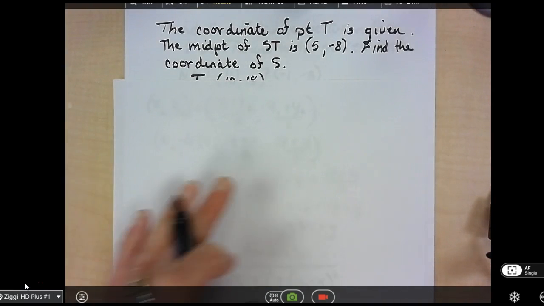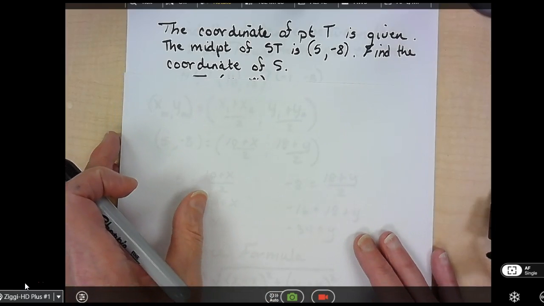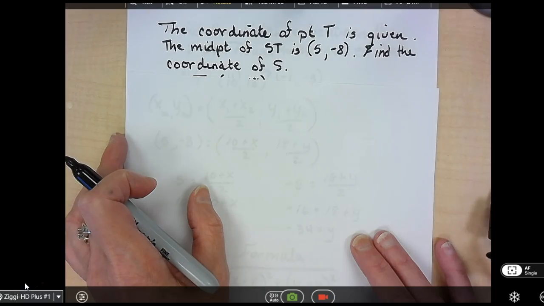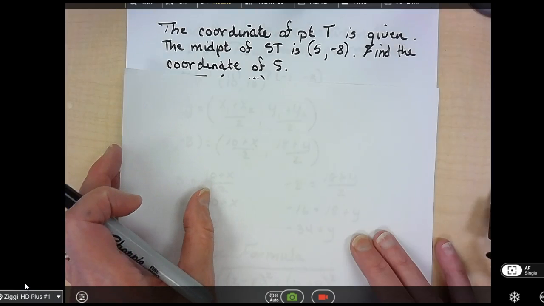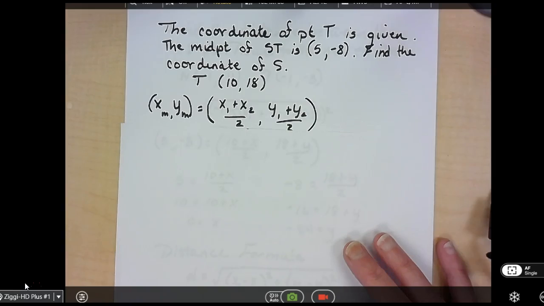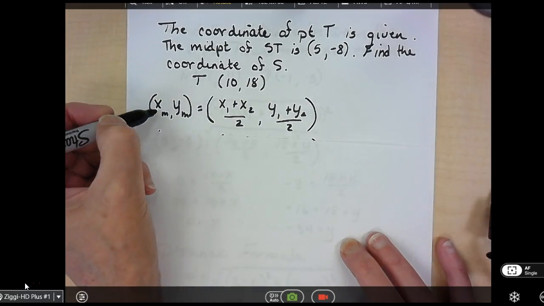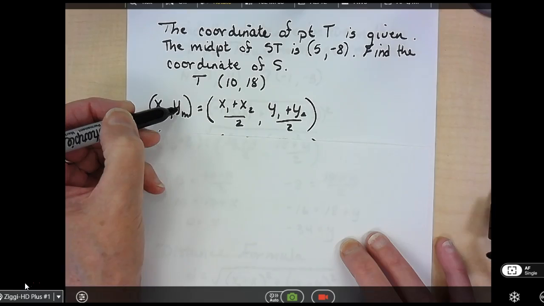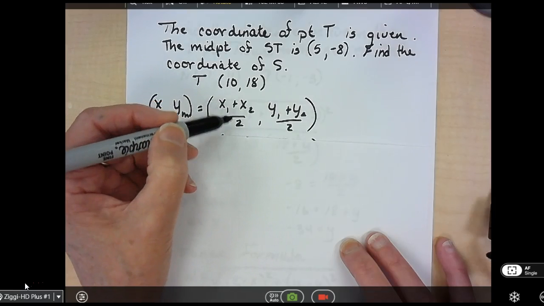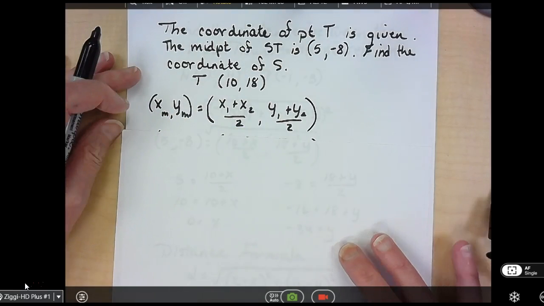So sometimes they'll make it a little more complicated, and they'll say the coordinate of point T is given. The midpoint of ST is (5, -8). Find the coordinate of S. So we have our point T of (10, 18). We know to find our midpoint, so we did x sub m, y sub m, just to show that that is our midpoint. You take your x values divided by 2, y values divided by 2.